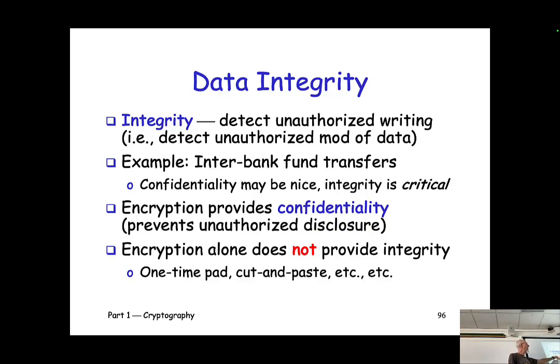And the example I gave at the start: suppose the Federal Reserve Bank of New York transfers $10 billion to the Federal Reserve Bank of Chicago. It's public information that that's happening, so confidentiality might be nice, but it's not critical. But integrity is super critical, right? If you drop a 0 or add a 0, it's going to be a very costly mistake.